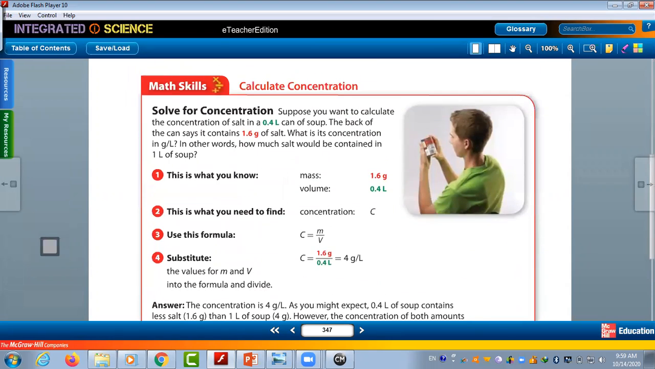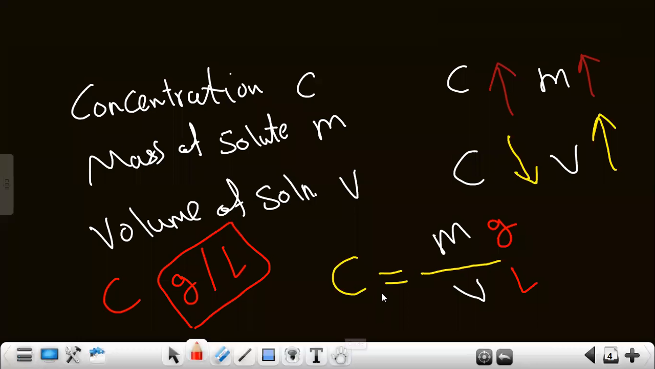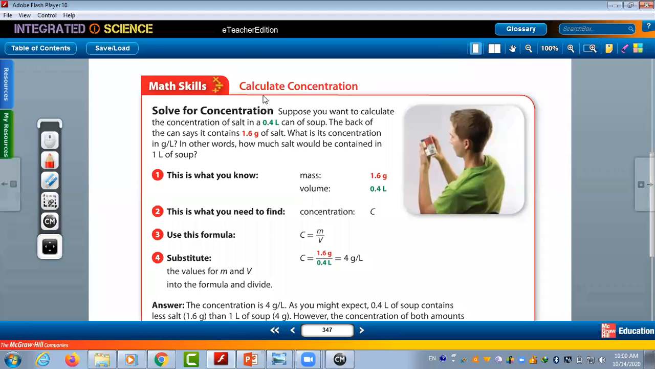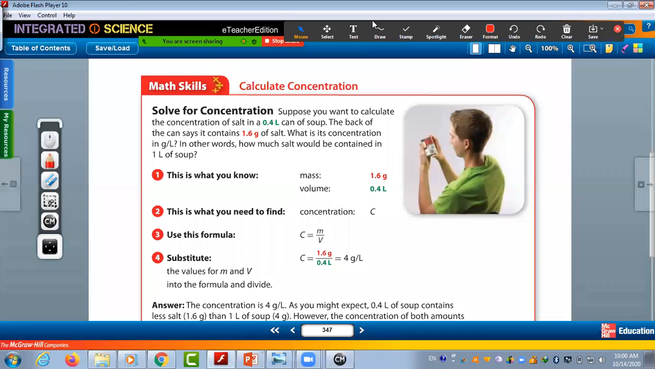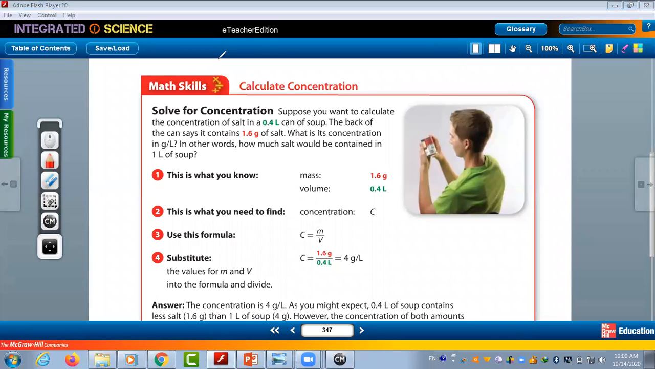Now, if I give you a problem like this one, how can you calculate concentration? The first thing we said, we have to use this law, right? So we will use this law that concentration equals mass over volume. Okay, I want someone to work with me in this problem.